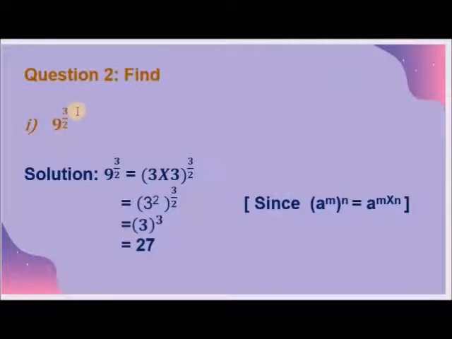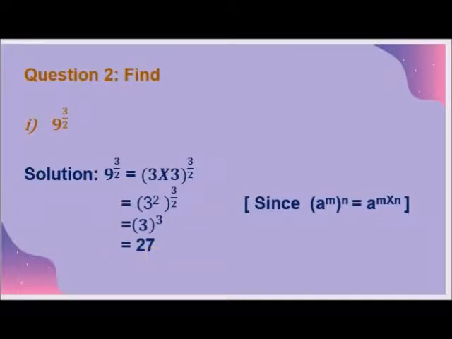Find 9 raised to the power 3 by 2. Then 9 we can write as 3 into 3 to the whole power 3 by 2. Then 3 into 3 is equals to 3 raised to the power 2. Now this we can write as 3 raised to the power 2 to the whole power 3 by 2. Now again we will use a raised to the power m to the whole power n is equals to a raised to the power mn. Then the 2s will cancel each other. Then what is left? 3 is left. So this becomes 3 raised to the power 3, which is equals to 27, because 3 3s are 9 and 9 3s are 27.